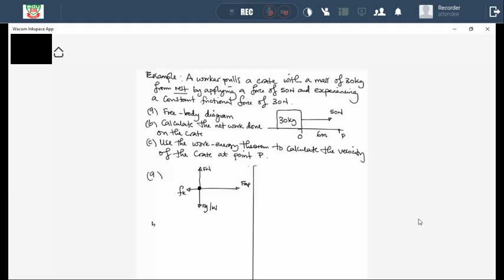Then I move on to item number B quickly. Calculate the net work done on the crate. Remember, friends, we can't use option number 3 because we are yet to use it to calculate velocity at point P. But if we had velocity at point O and velocity at point P, the work energy theorem was going to be the easiest to use to calculate net work done. So in this case, it means we can use either of the first two options.